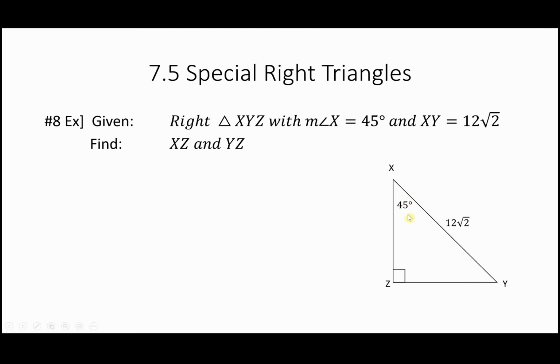Well, if we have a 45-degree angle here, and we know it's a right triangle, we know that this angle's measure has to be also 45 degrees. So we have a 45, 45, 90 right triangle. So go ahead and add that to your figure.